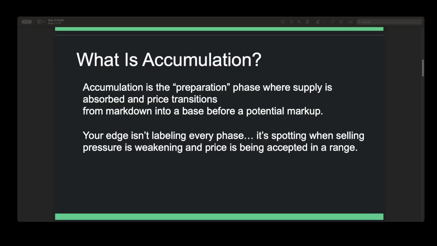Sometimes that doesn't happen. We don't need a catalyst to stop price from selling. The name might just get too cheap and people just start buying it up. Your edge is really going to come from spotting when selling pressure is weakening, and price is being more so accepted.